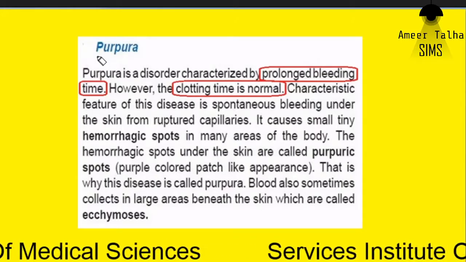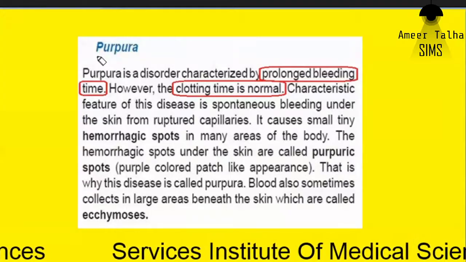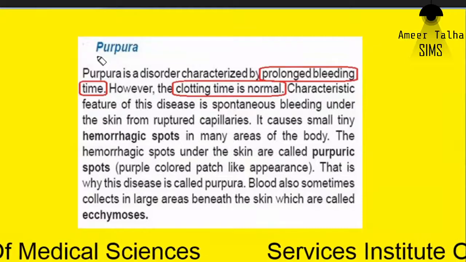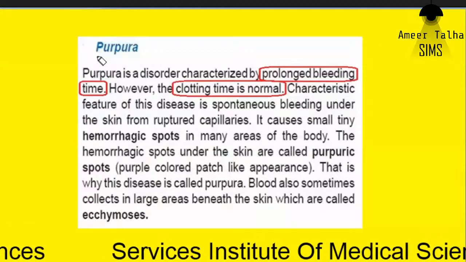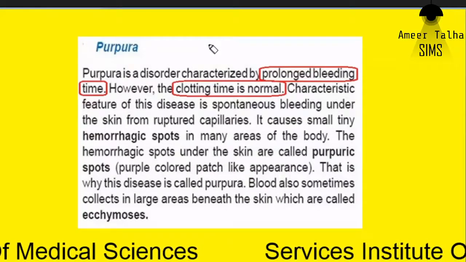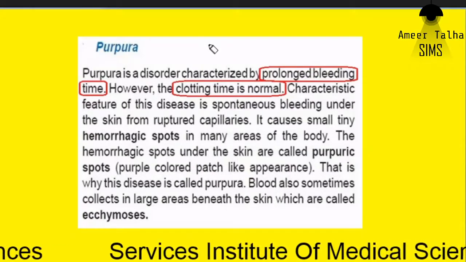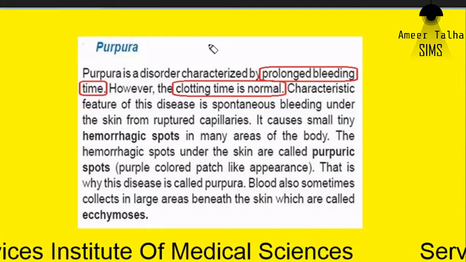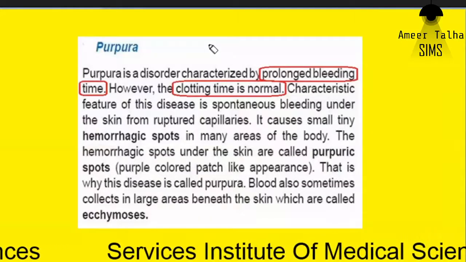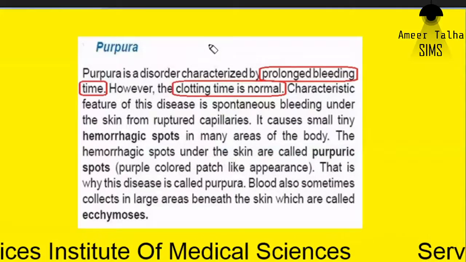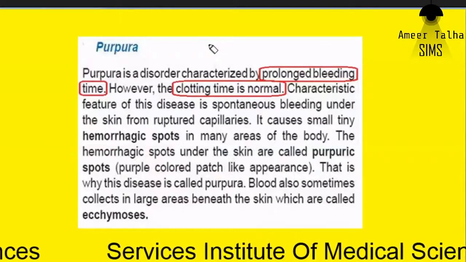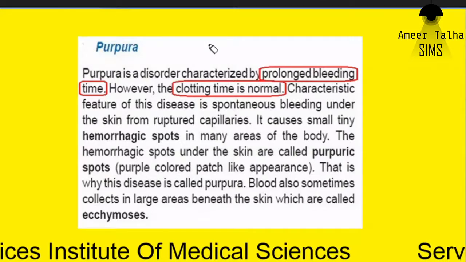Anyone else? 2.5 lakh. Okay, it is 150,000 to 3 lakhs, that is 300,000 cells per millimeter cube. The normal platelet count is 150,000 to 300,000 cells per millimeter cube. So this is the normal range of platelet count. Thrombocytopenia means platelet count less than normal. Thrombocytosis means platelet count above normal.